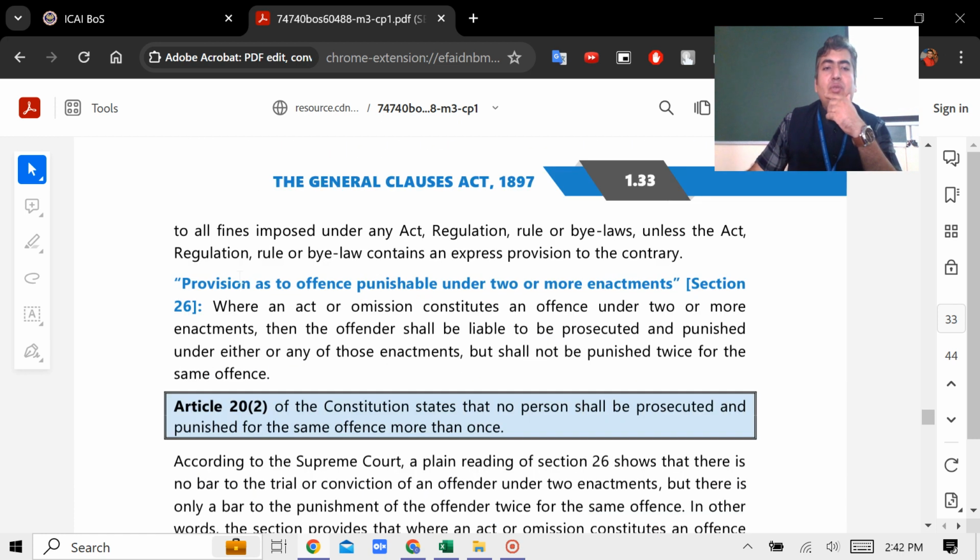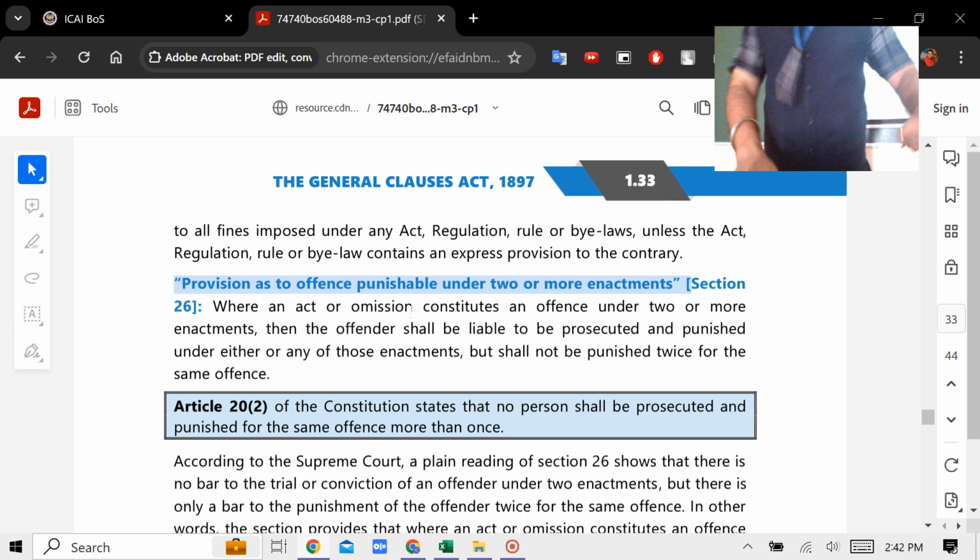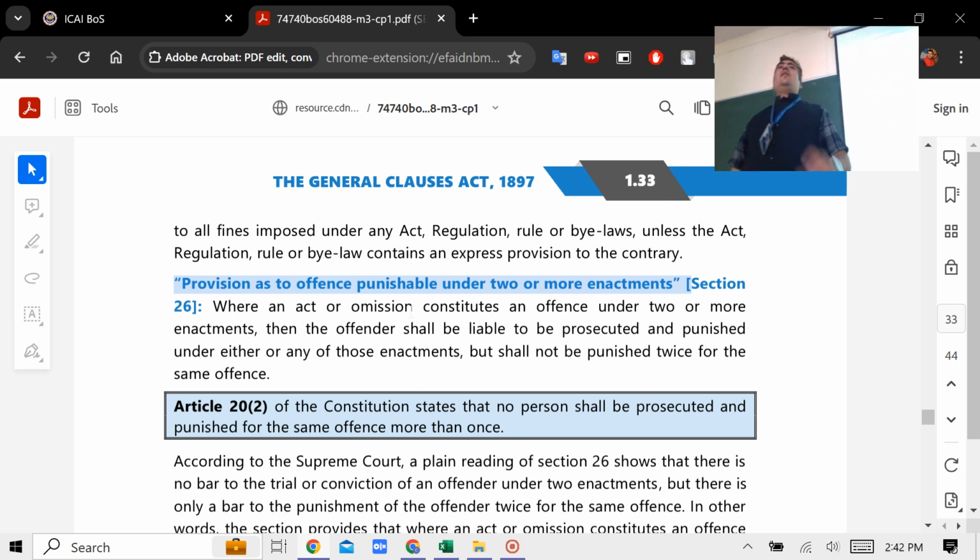Come to 26, provisions as to offence punishable under two or more enactments. Assume, guys, Mr. Shreyas is running a company. He's running a good company, but what happened is this company went into frauds. 10,000 crore rupees fraud. Now, Mr. Shreyas was about to leave India, but suddenly Indian police officers caught him at the airport. क्या रे लंदन जा रहा है, come back. नहीं जाने देंगे. He was arrested. Obviously, he has committed the fraud. That's not a problem. The problem is he was charged twice under two different acts.